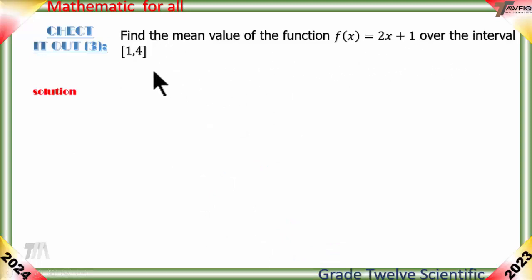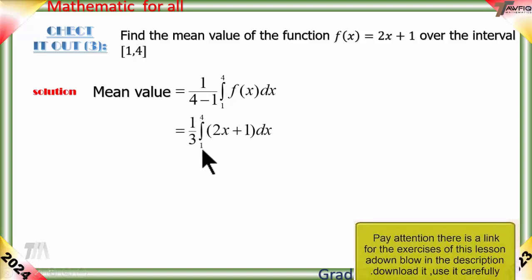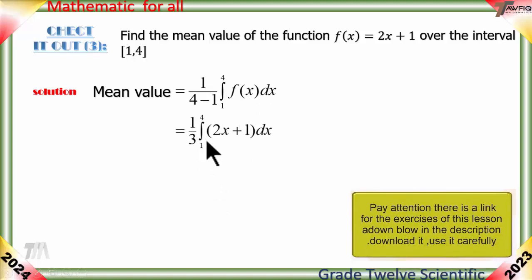Find the mean value of the function f of x equals 2x plus 1 over the interval [1, 4]. The mean value is equal to 1 over 4 minus 1 times the integration from 1 to 4 of f of x dx, which is 1 over 3 times the integral from 1 to 4 of 2x plus 1 dx. By taking the integration, it becomes 2x squared over 2. Cancelling 2 with 2 remains x squared, and the integral of 1 is x.